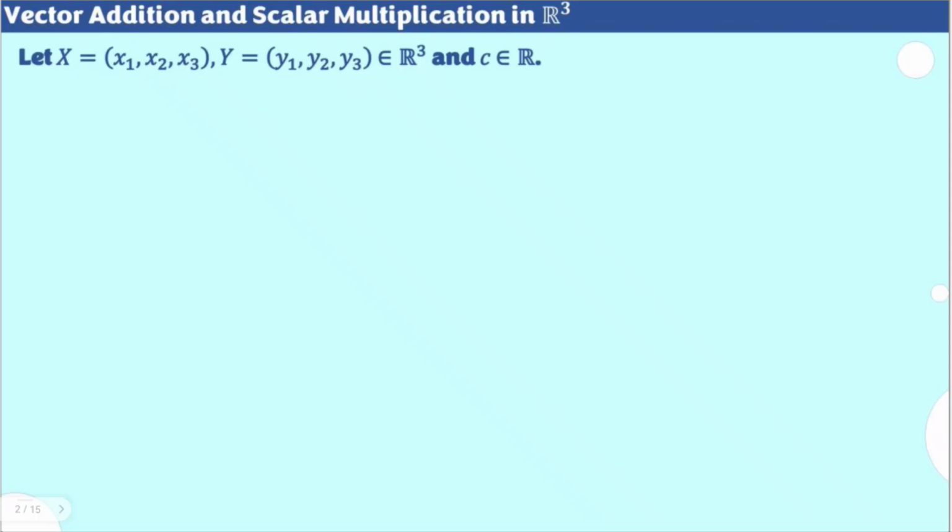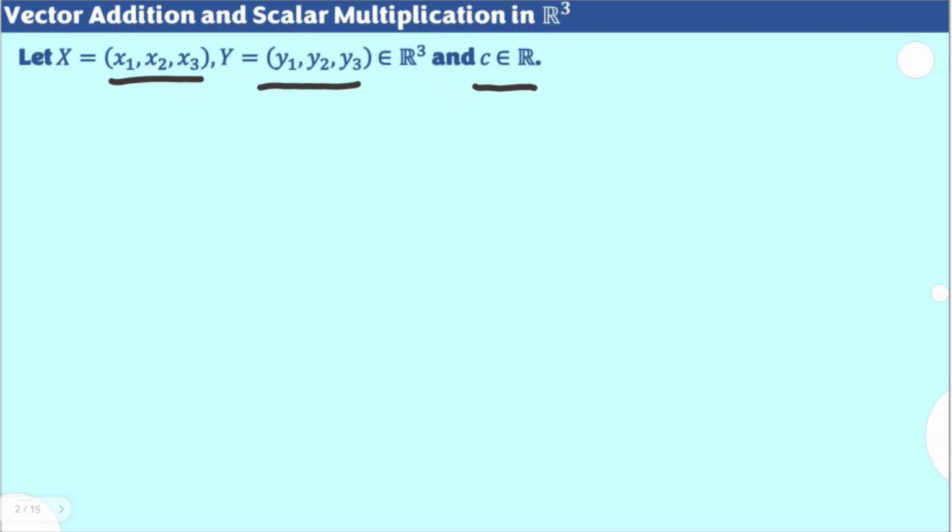This time, let's try to show the property of vector addition and scalar multiplication in R3. Now we have here two vectors, x provided with the components x sub 1, x sub 2, and x sub 3. We know that it's actually in R3, that's why we have three components here. Similarly, for our y, we also have three components.